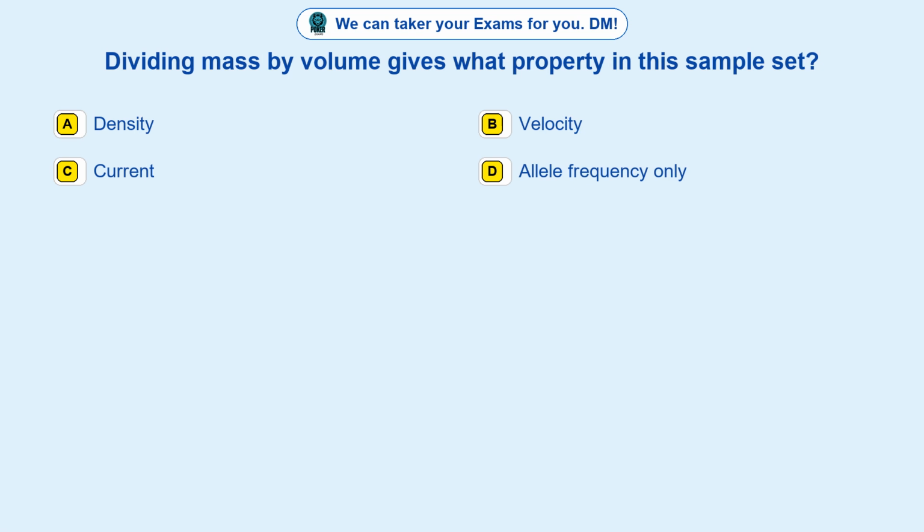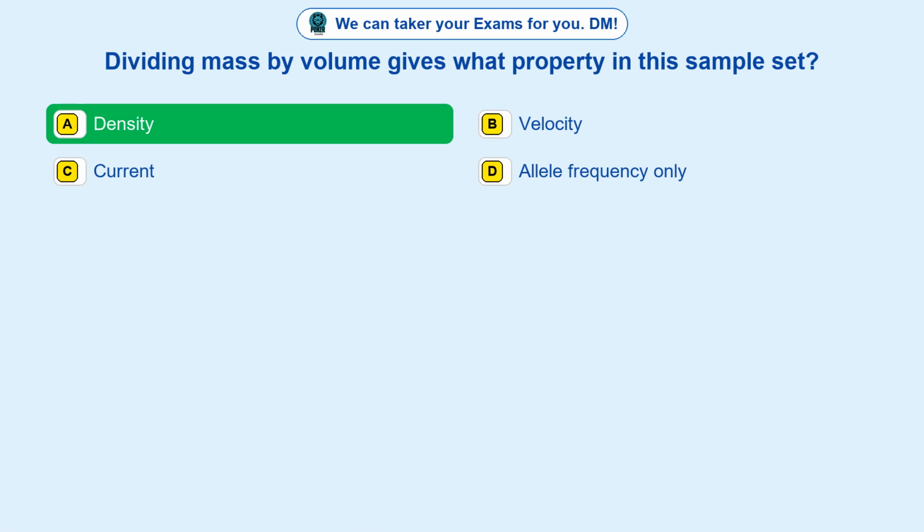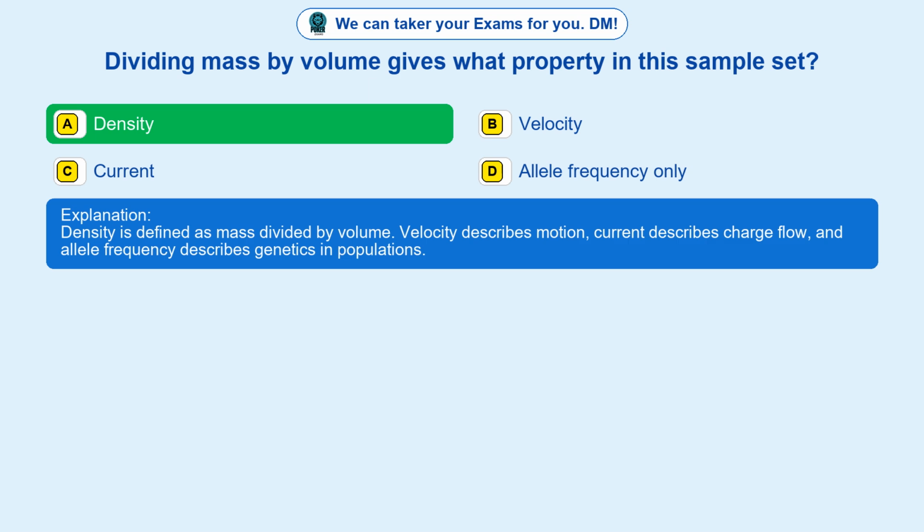Question 78. Dividing mass by volume gives what property in the sample set? Option A, density. Option B, velocity. Option C, current. Option D, allele frequency only. The correct answer is option A. Density. Density is defined as mass divided by volume. Velocity describes motion, current describes charge flow, and allele frequency describes genetics in populations.